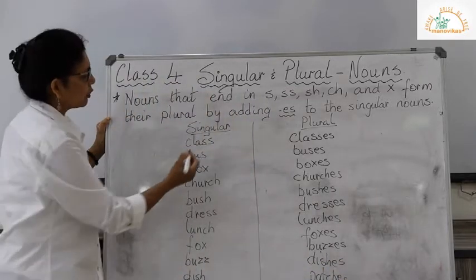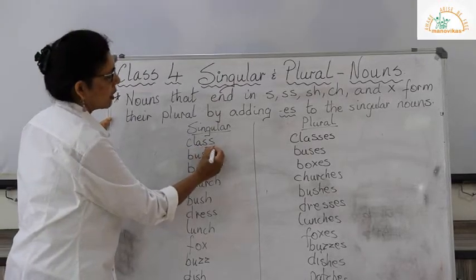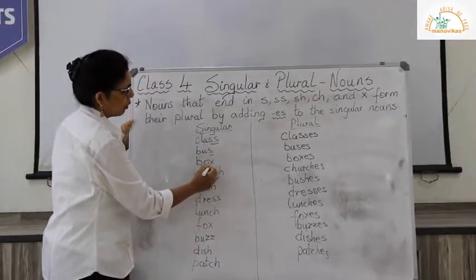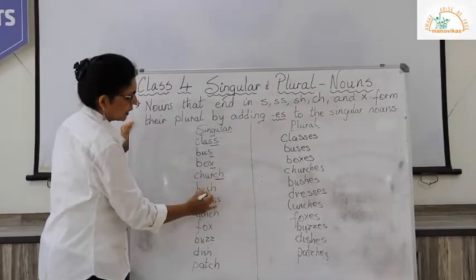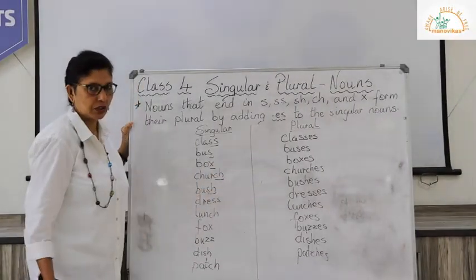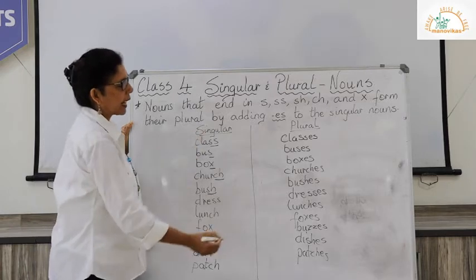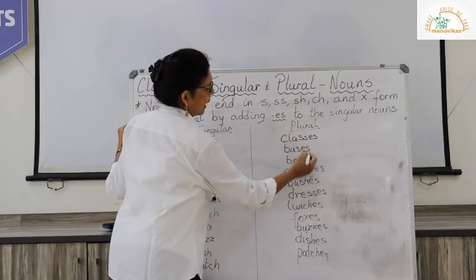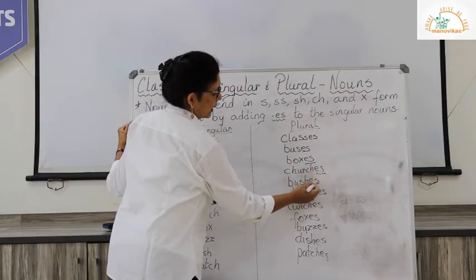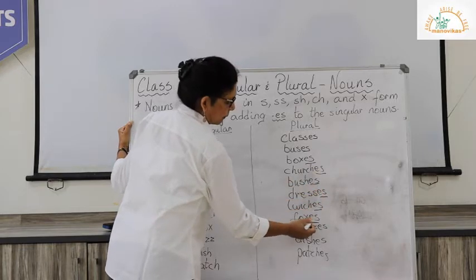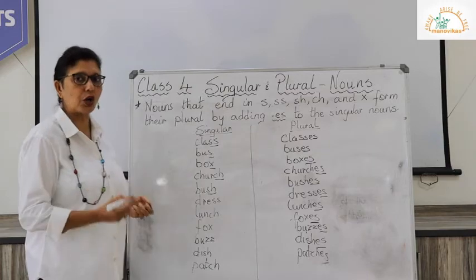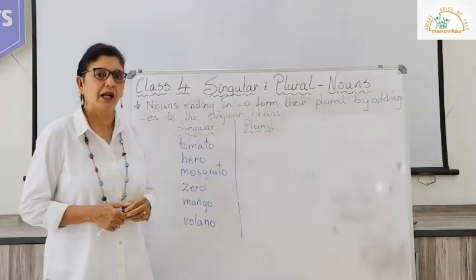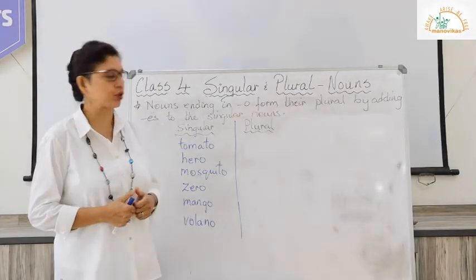Now if you have seen, we have used words ending in SS, words ending in S, words ending in X, words ending in CH, words ending in SH. So they form their plural by adding just an ES to it. Okay? Now let's go on to the next rule.